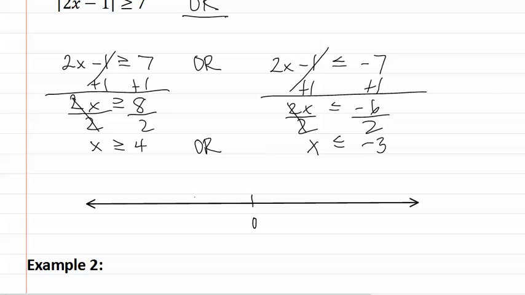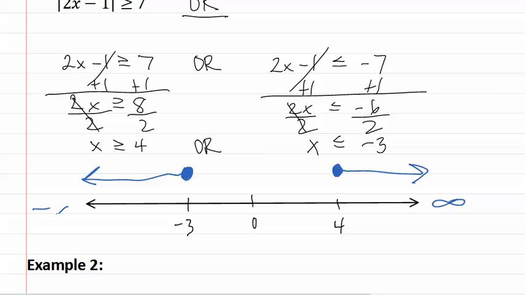Remember, when we graph it, we need to place the numbers on the number line and then graph. If it's greater than or equal to, we have a filled in dot, and greater goes towards the positive infinity. We have less than or equal to negative 3, which means we have a filled in dot at negative 3 going less than or towards negative infinity. Since it's an OR statement, we show all of the places that the lines cross. So that means that we fill in from negative infinity to negative 3 and from 4 to positive infinity.